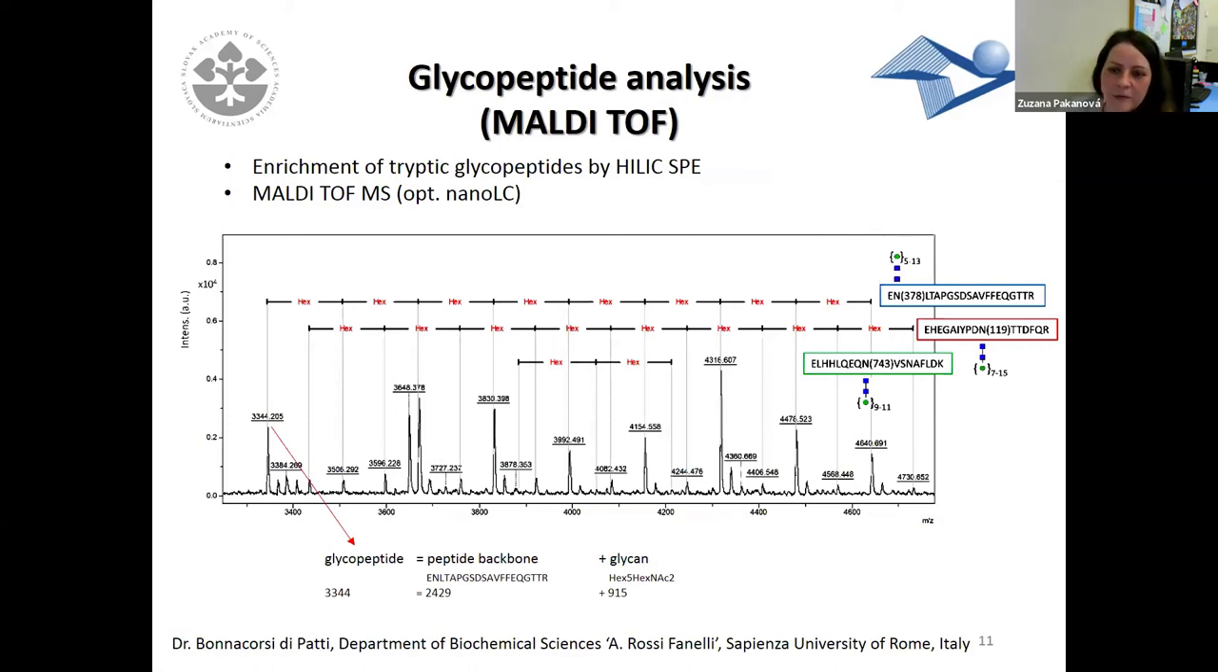For example, a mass or a signal at 3344 is a glycopeptide. And in this spectrum, you can clearly see the intact glycopeptide mass that is 3344. And it, of course, consists of the peptide backbone, and then you can calculate the glycan that is attached. So this is also glycopeptides from ceruloplasmin, and we were able to observe all three glycosylation sites in their intact status as well.